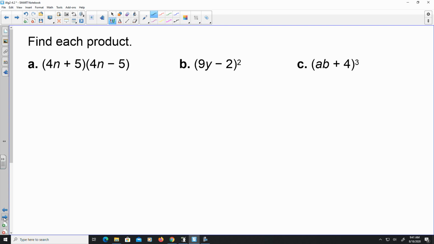So when it asks you to find the product, you can certainly use the formulas, or you can just FOIL it out and go from there. Kind of the choice is up to you. Sometimes I like to use the formula, sometimes I just like to expand it and multiply it out. So this one here, I realize is a sum and difference pattern. So anytime I see a sum and difference pattern, I just like to use the formula. So I'm just going to square A, which is 4n, so that's going to be 16n squared, subtracted by 5 squared, which is 25.